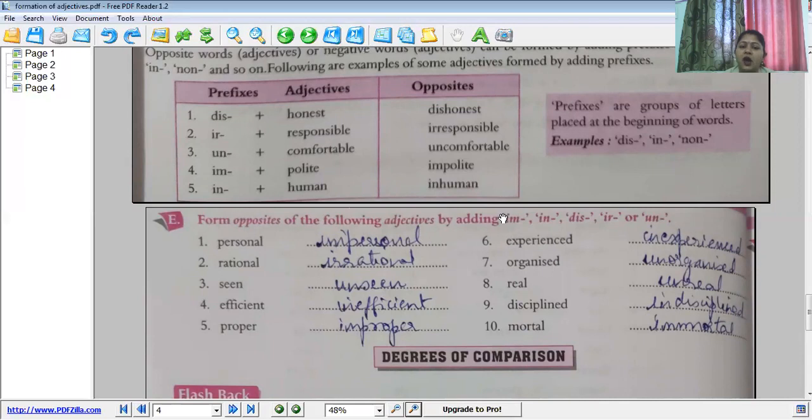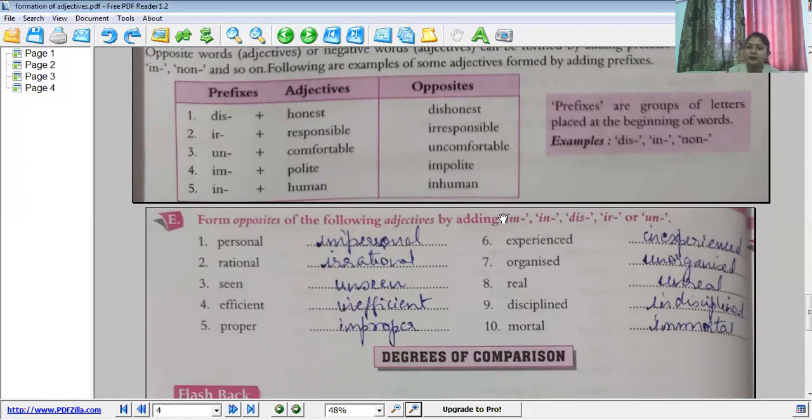Now we have done how we are going to form adjectives by adding suffixes or prefixes. Okay. Now the next topic that we are going to touch is degrees of comparison. You know what is a degree, children? Okay. How you rate it, how you move upwards or you come downwards. Okay. That will tell you the degree.